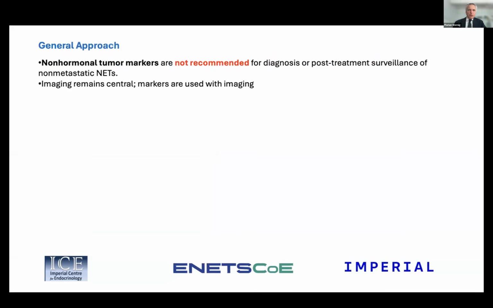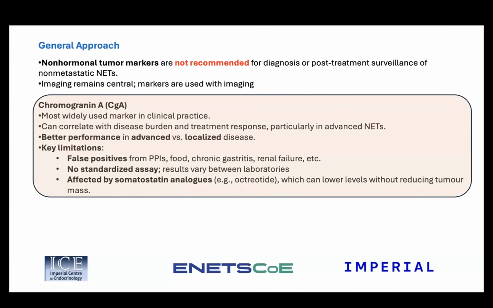So the general approach is that non-hormonal tumor markers are not recommended as a diagnostic test or even post-treatment surveillance of non-metastatic neuroendocrine tumors. And I'm sure we will hear later in this session that imaging remains central and markers are used together with imaging. The most widely used and commonly used marker in clinical practice remains chromogranin A. It does correlate with disease burden and treatment response, particularly in advanced NETs, neuroendocrine tumors, not so much in localized disease.